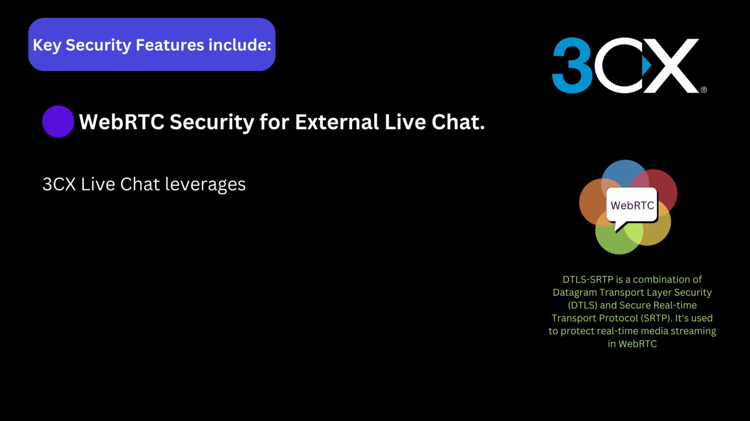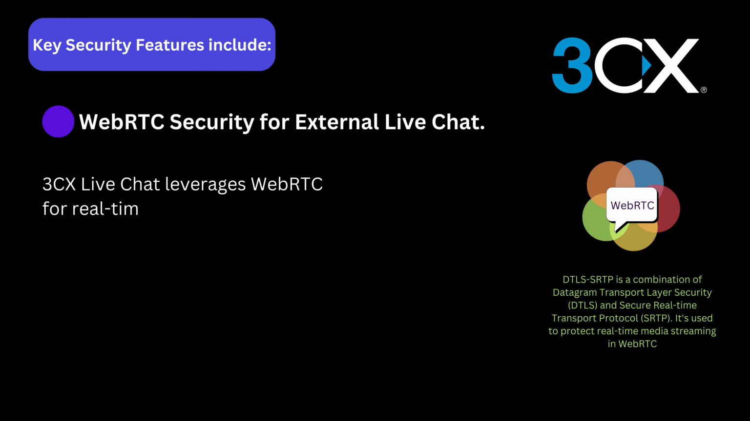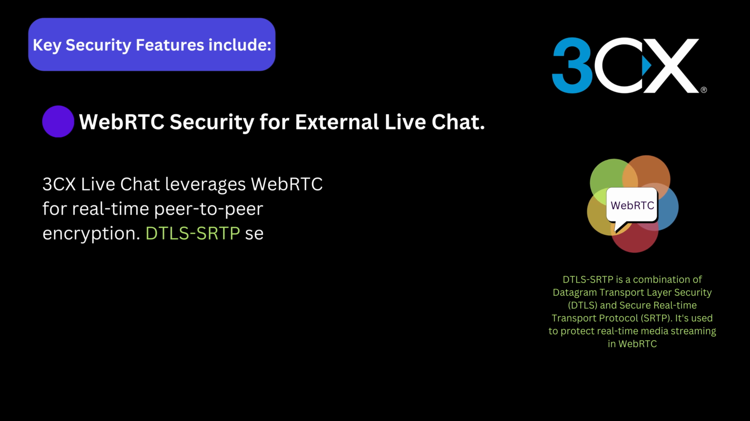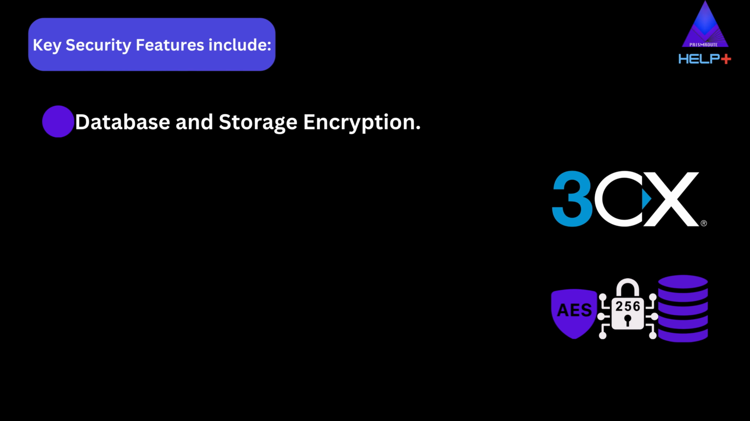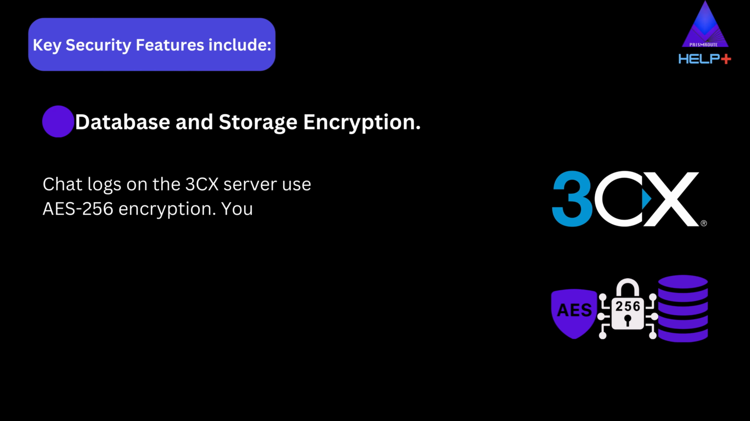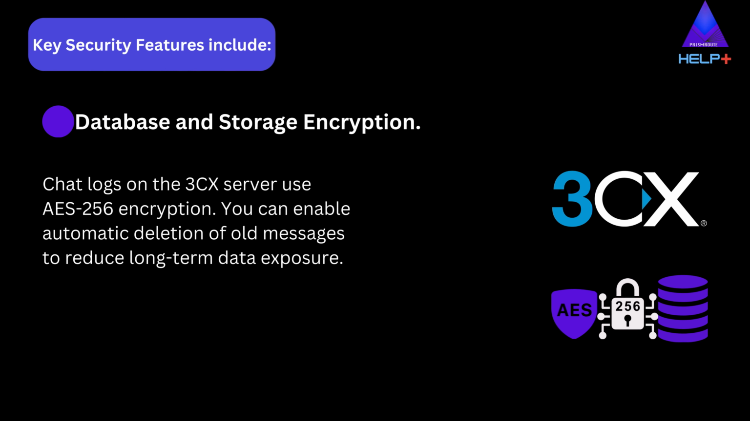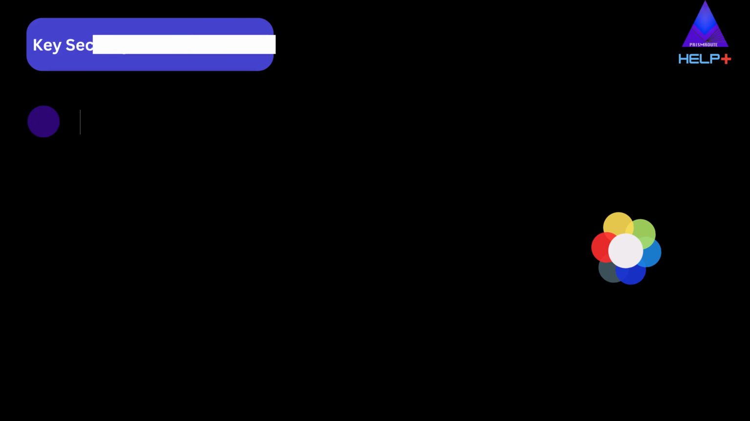WebRTC security for external live chat. 3CX live chat leverages WebRTC for real-time peer-to-peer encryption. DTLS-SRTP secures voice and video chats. Database and storage encryption. Chat logs on the 3CX server use AES 256 encryption. You can enable automatic deletion of old messages to reduce long-term data exposure.